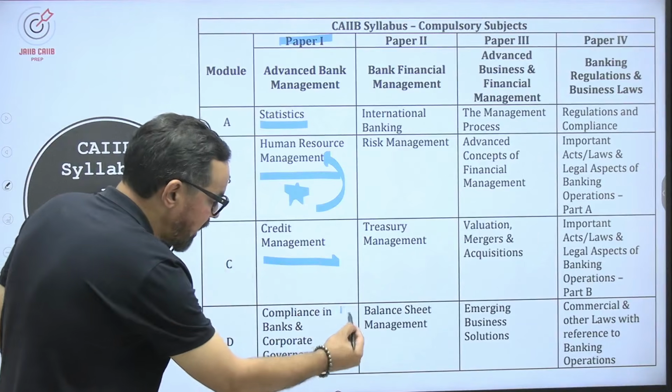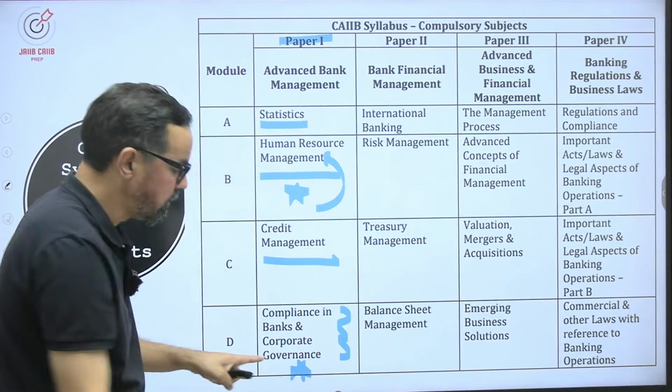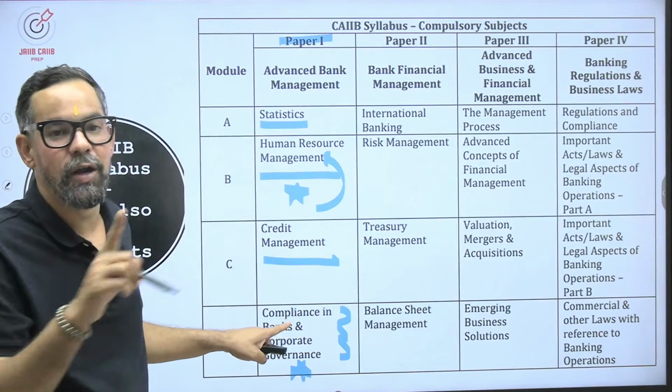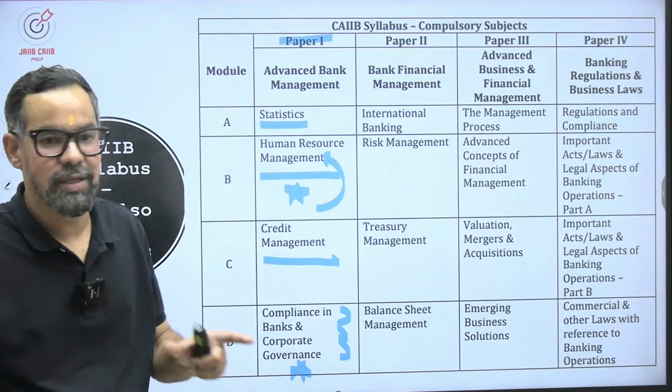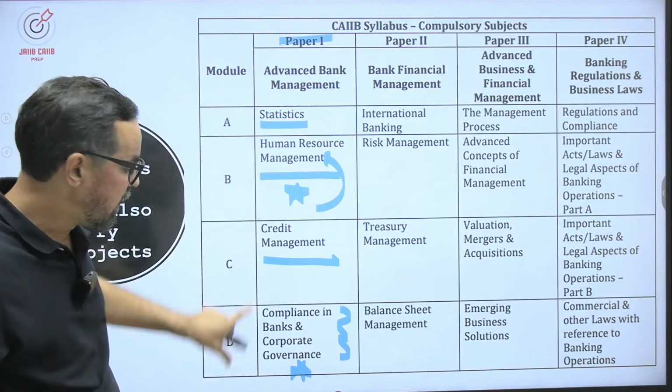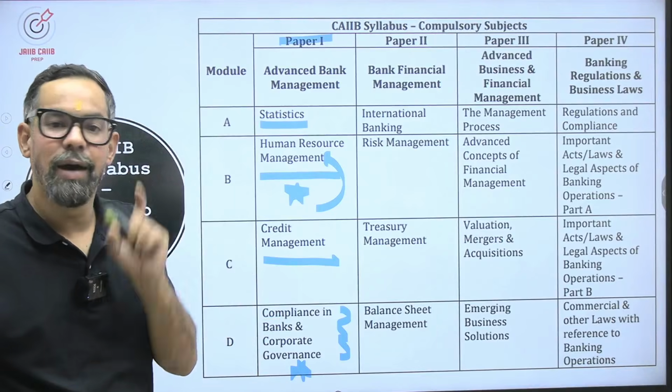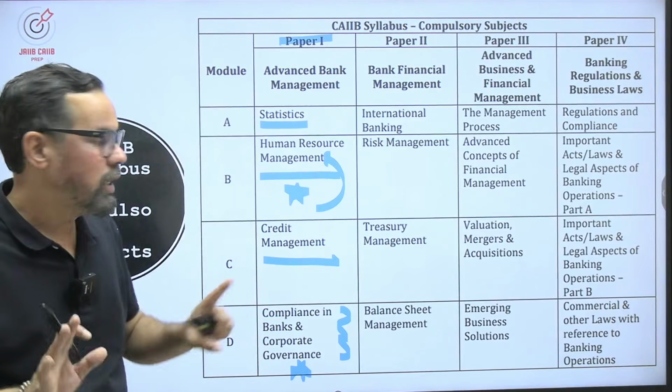Then we have compliances in this. This module is very important because this will also help you in your promotional examination, because compliance is part of those. So these are the 4 modules. All the 4 modules have equal weightage, so you have to go through each and every unit.